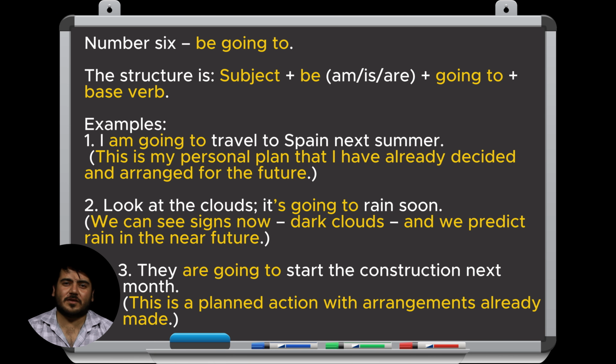Look at the clouds. It is going to rain soon. We can see signs now, dark clouds, and we predict rain in the near future. They're going to start the construction next month. This is a planned action with arrangements already made.